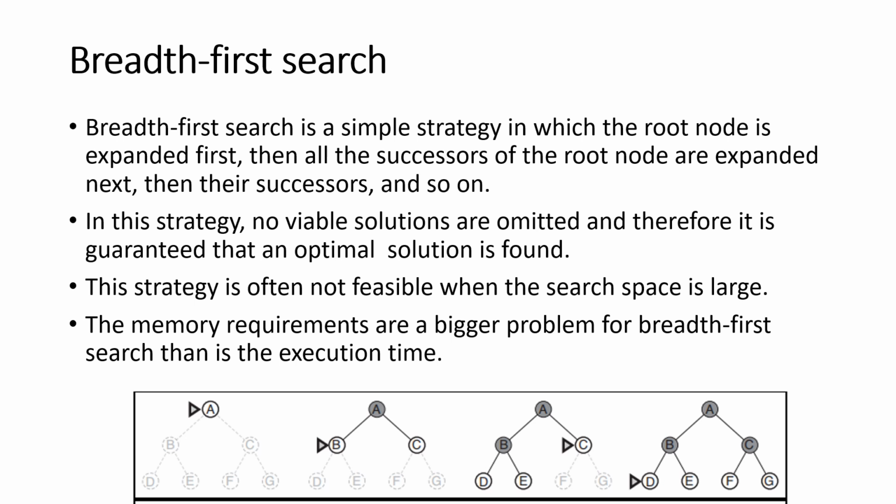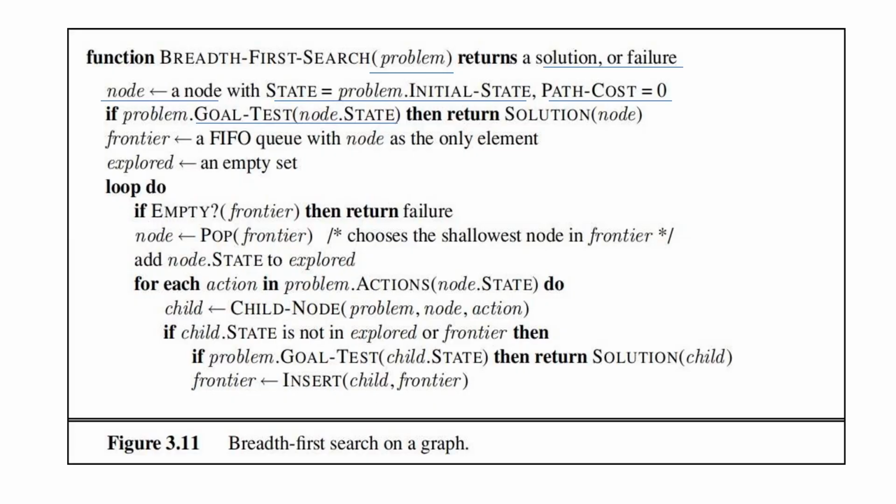First it will open D, then E, then move to another child of C, that is F and G, then move to F, then G. So it is a level by level search. Next we will see the algorithm of BFS.